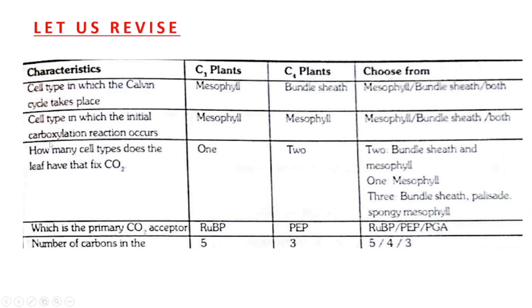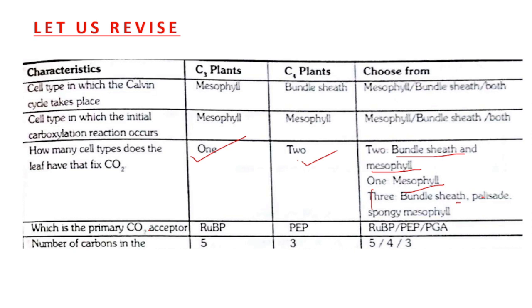Cell type in which initial carboxylation reaction occurs. So in C3 plant it is mesophyll and in C4 plant it is also a mesophyll cell. The bundle sheath cells are there for the Calvin cycle. How many cell types does the leaf have that fix CO2? It has only one type. It has two types: bundle sheath and mesophyll, and the other is only mesophyll. And somewhere it is three also: bundle sheath, palisade, spongy mesophyll.